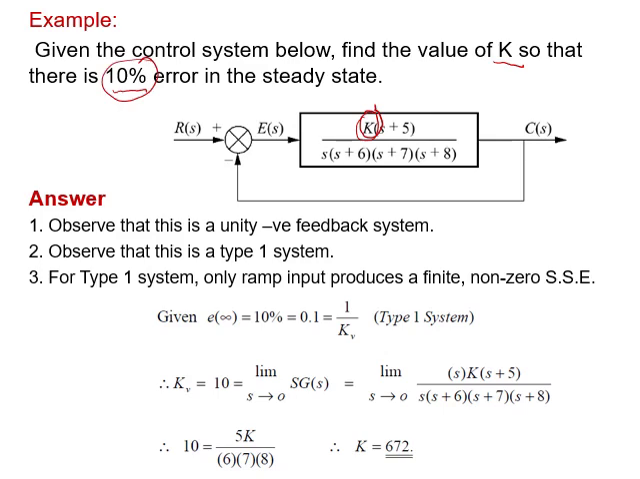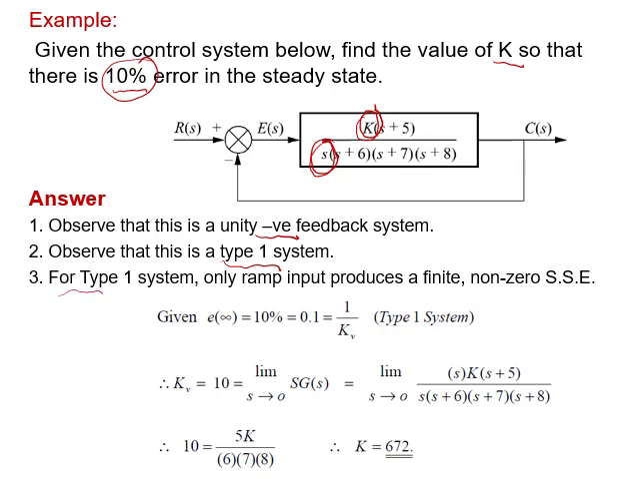How to consider this? He's saying here, observe that the system is negative feedback. Observe the system is type 1. Why is it type 1? Because the steady state error is going to appear if the input is ramp. If the input is other than the ramp, there will not be a steady state error; it will be either 0 or infinity. But with type 1, we are going to have a steady state error only if the input is ramp. So I figure out now how the input is going to look.